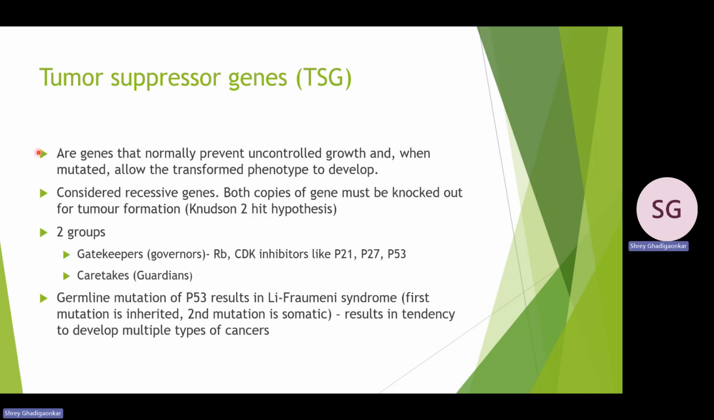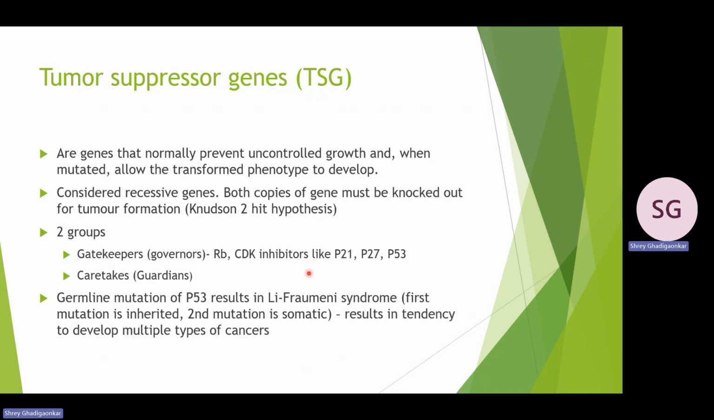Within this group, you have two subgroups. One of them is the gatekeepers or governors. These regulate transition of cells through checkpoints in the cell cycle, and these involve retinoblastoma protein and CDK inhibitors like P21, P27, and P53. You also have caretakers or guardians, which are responsible for protecting the integrity of the genome by encoding proteins that are involved in detecting and repairing mutations.